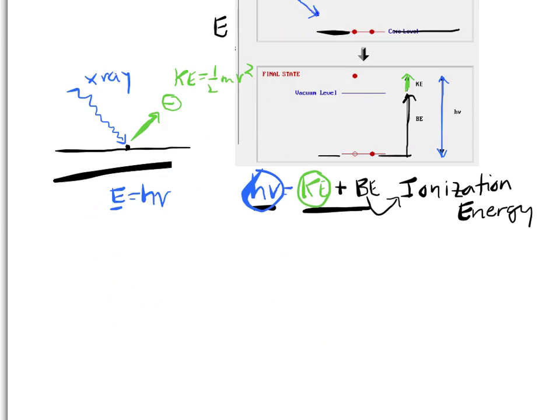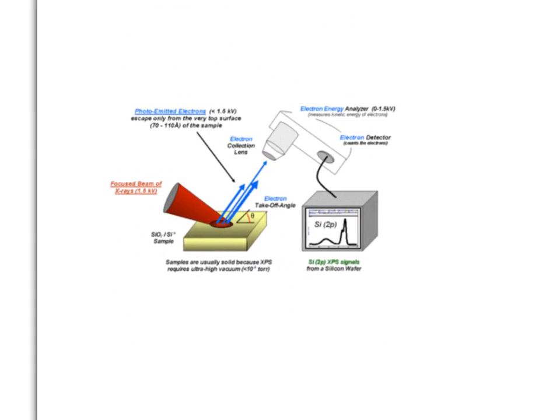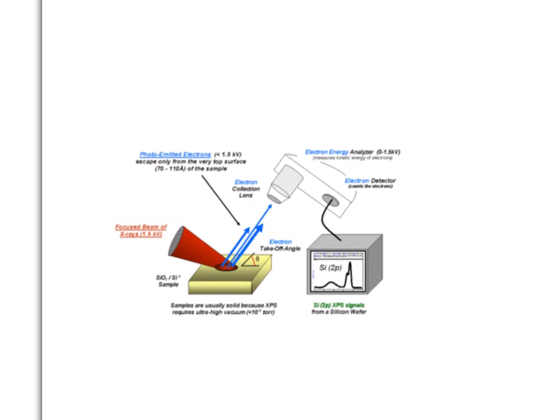Just to give you a visual of what the actual equipment looks like, it's pretty cool. What we have here is a sample on this gold plate. It looks like silicon dioxide, so we're trying to analyze atoms of silicon, Si. We have a focused beam of X-ray coming in, zap. If we hit those samples of silicon atoms with enough energy, we know electrons will be ejected, boom, towards this analyzer.